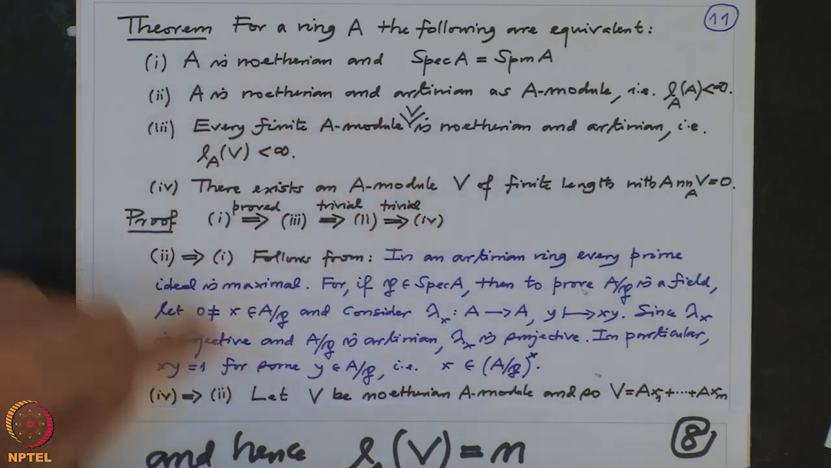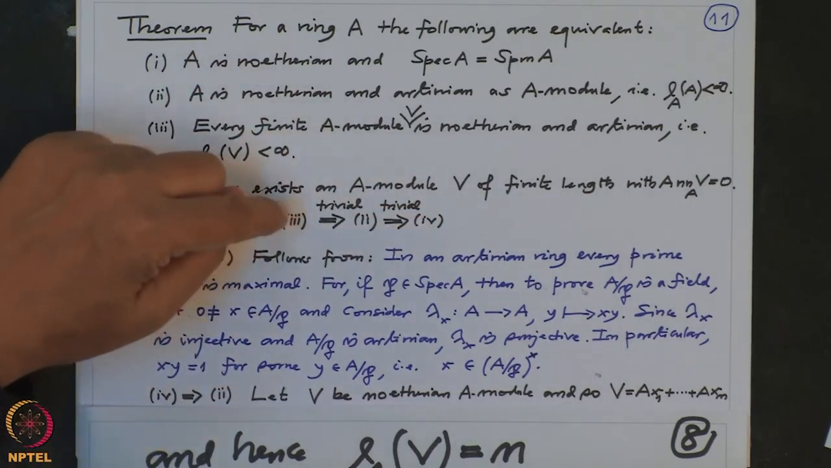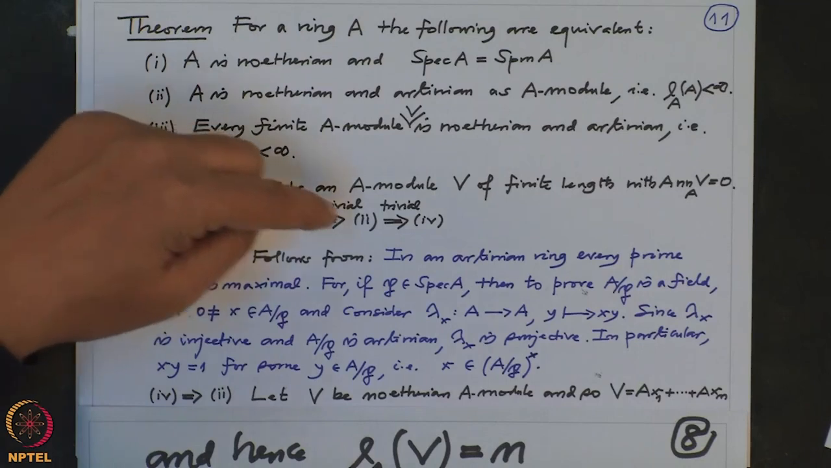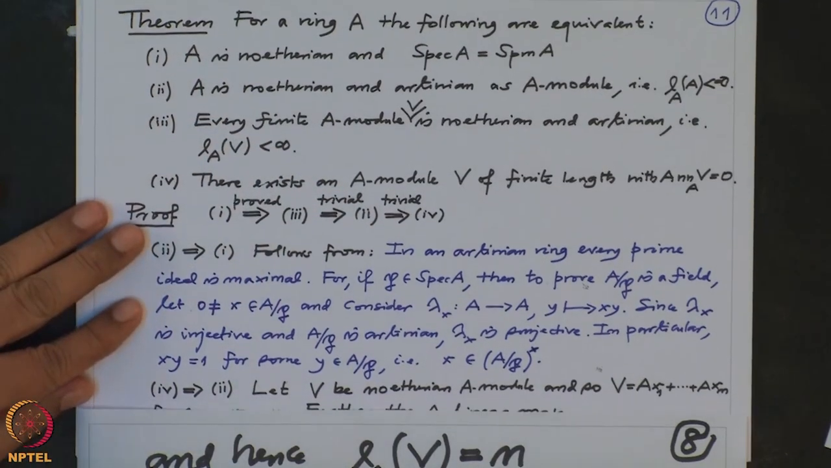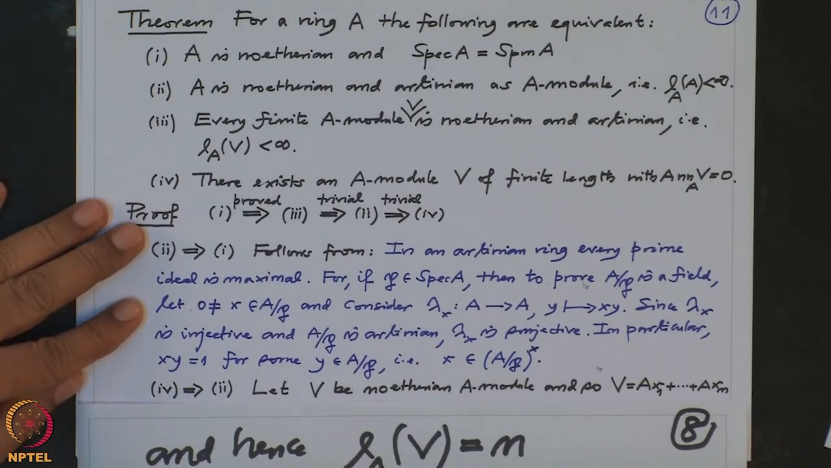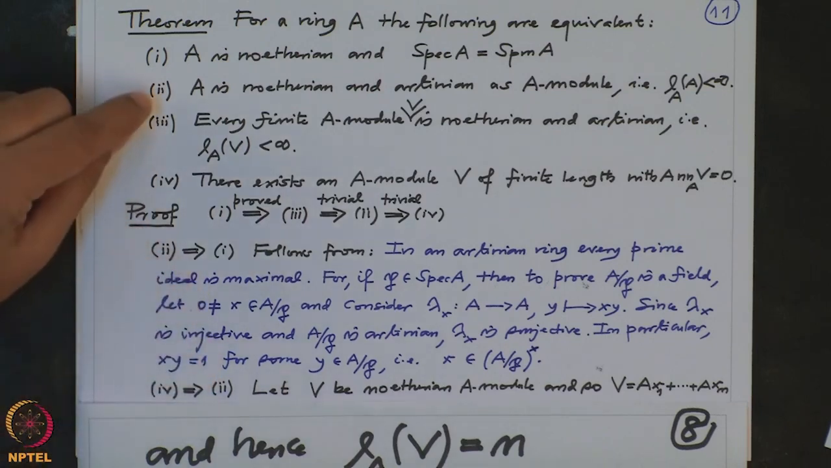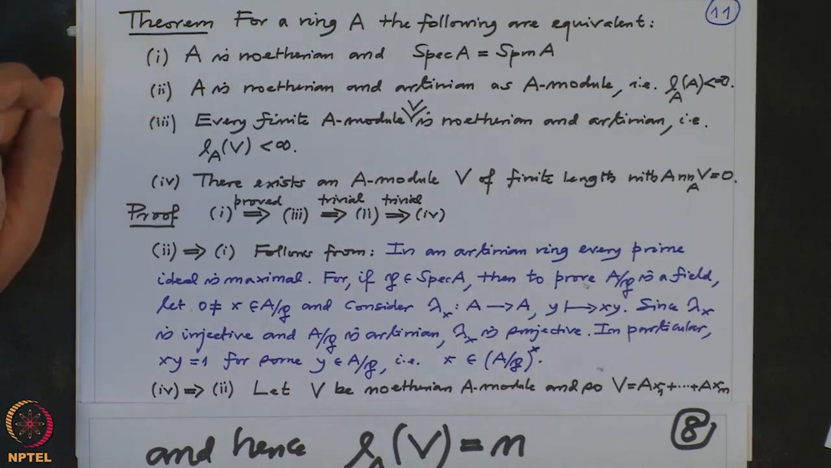So 2 and 4 are equivalent. And 1 to 3 to 2 and 2 to 1 already we have proved. So therefore it remains to prove 4 implies 2. But 4 says what? There exists an A module V of finite length and annihilator is 0. And we want to prove 2. 2 is A is Noetherian and Artinian as A module. So that means we want to prove that the length of A is finite. That means A has a composition series.